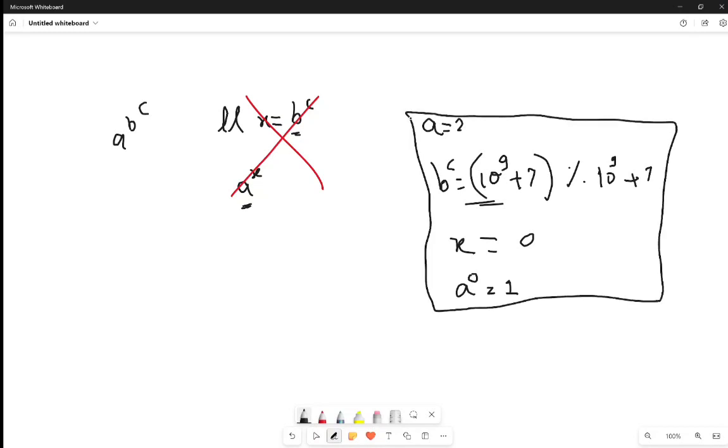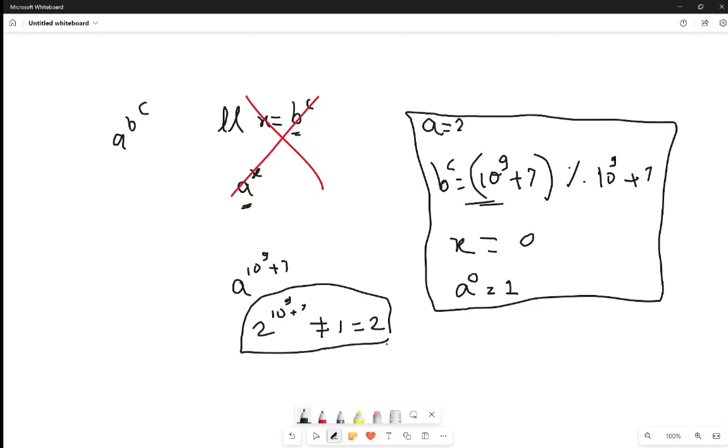But what's the actual value of a to the power 10 to the power 9 plus 7, or 2 to the power 10 to the power 9 plus 7? It's not actually 1, but it is equal to 2. So by doing this, like, we first calculate b to the power c and then substitute this value into the power of a, is totally wrong. Don't think like this, because modular arithmetic doesn't work like that.